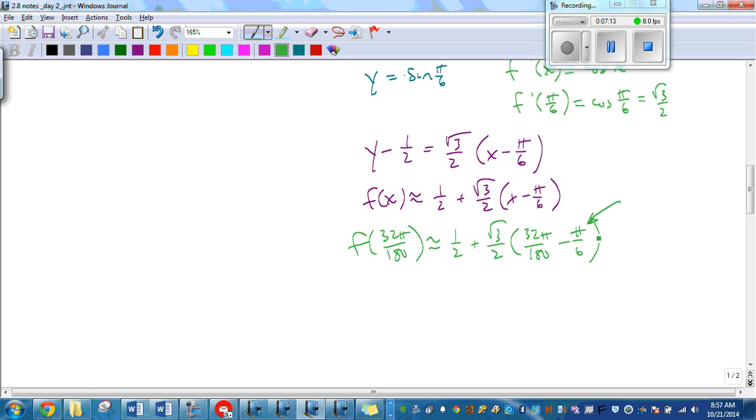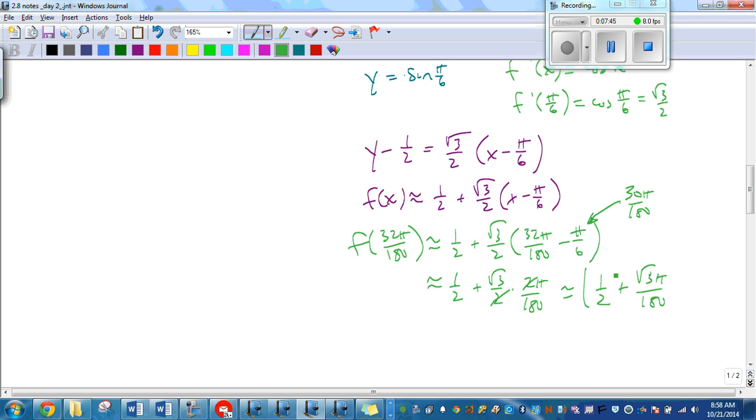Pi over 6, that's the same as 30 pi over 180, right? We can multiply top and bottom by 30. So we end up with 32 pi over 180 minus 30 pi over 180. We have 2 pi over 180. So those 2's can cancel out. And we're left with 1/2 plus square root of 3 pi over 180.